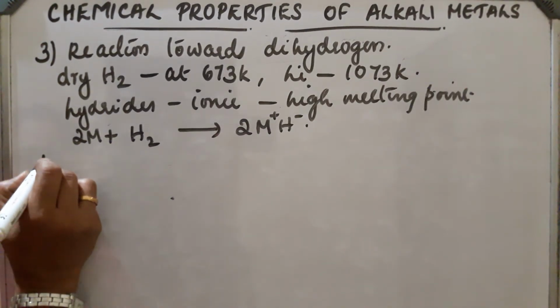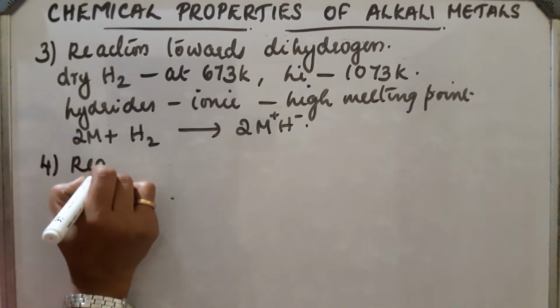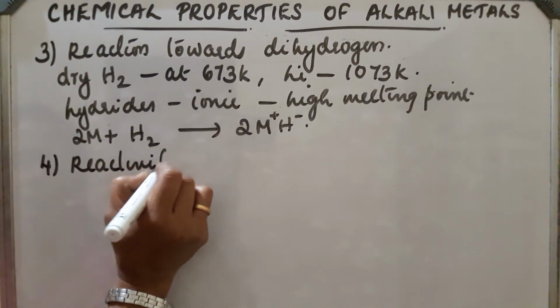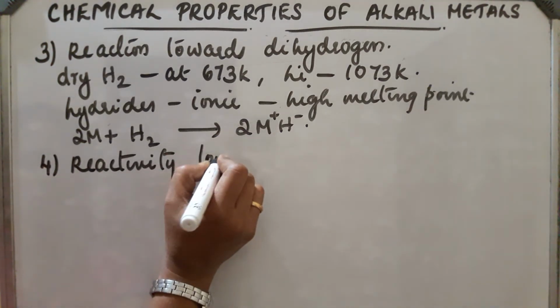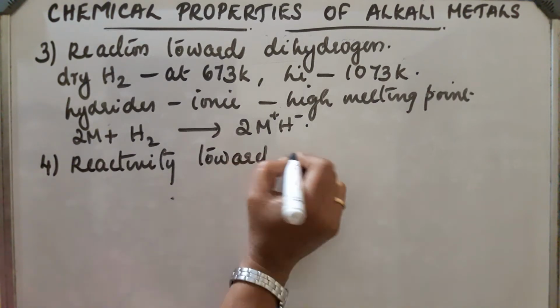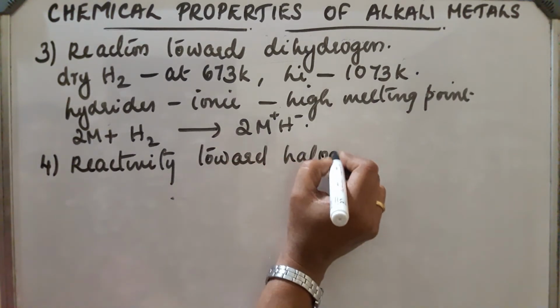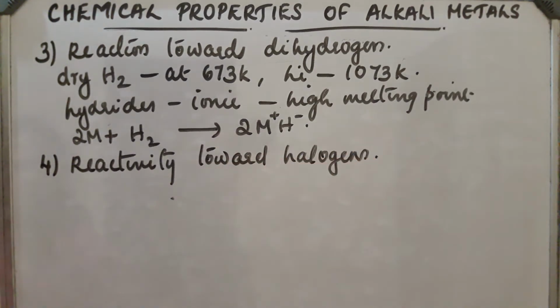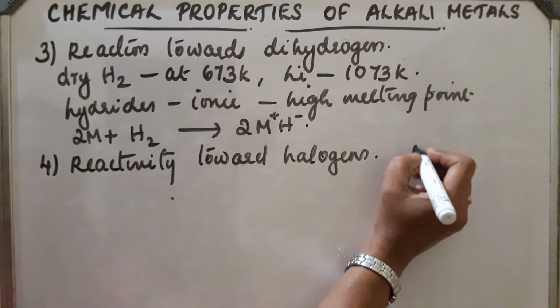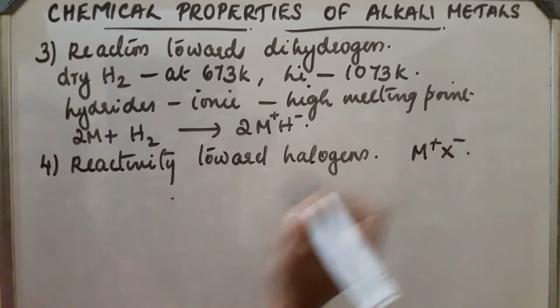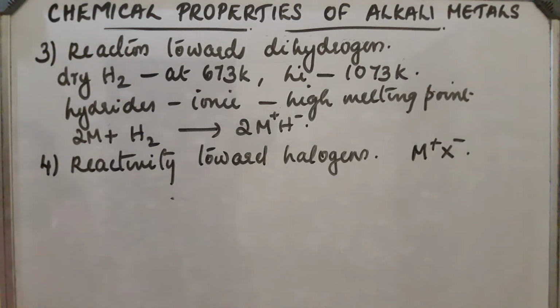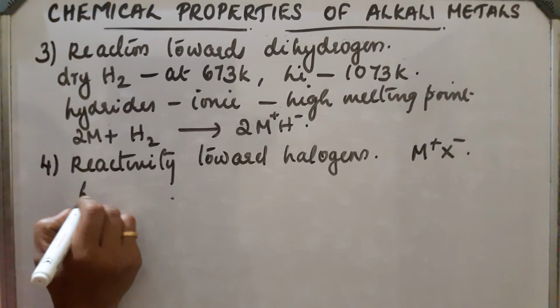Fourth reaction, reactivity towards halogens. With halogens they form halides. Alkali metals vigorously react with halogens and form halides, and these halides are ionic in nature except lithium halides. Okay. In the case of lithium halides, they are covalent in nature.